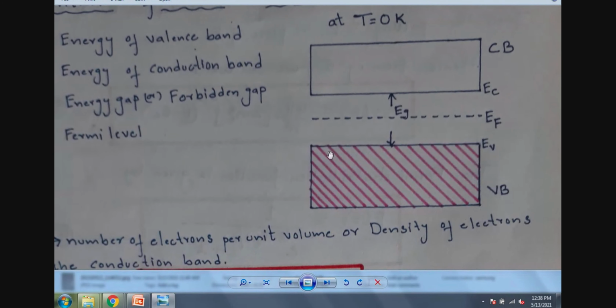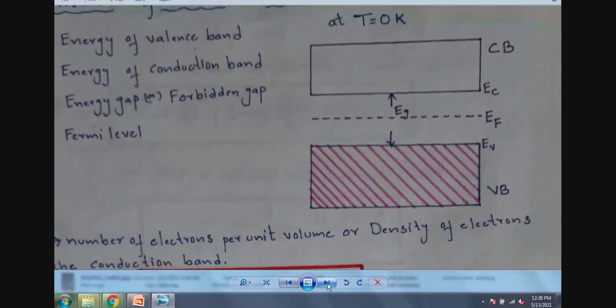Now you have to choose the bottom one. So far we have discussed this one, that is EC to infinity. Here it is EV to infinity, isn't it? In the valence band. Why? Because most of the holes are present in the valence band here.